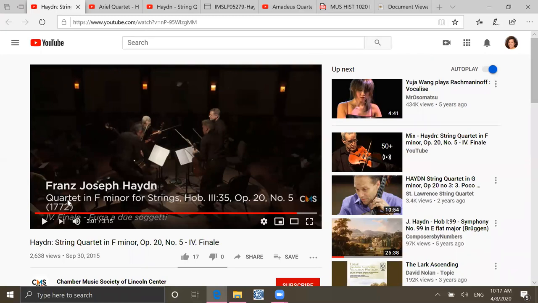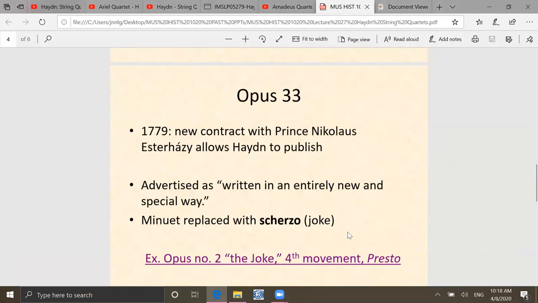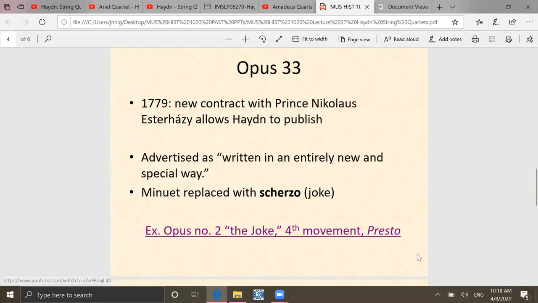Okay, so let us go on. So now it comes to Opus 33, and we'll actually be holding score with one of the movements from one of the quartets. So we're traveling a little bit back in time. The symphonies kind of follow Haydn's end of tenure with the Esterházy family. So Opus 33 takes us back when he's still working with them.